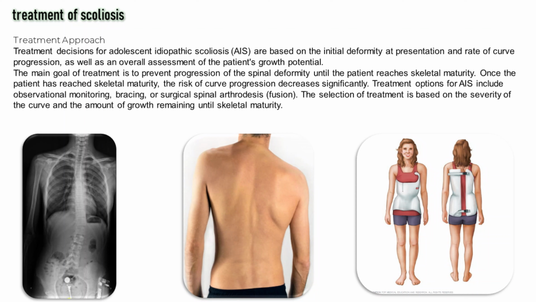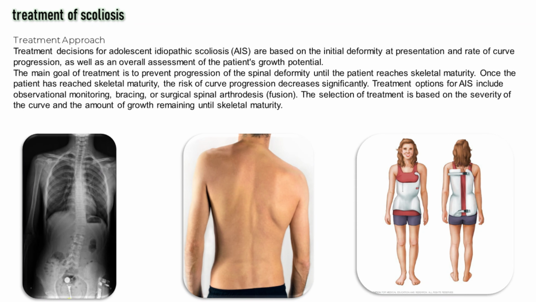Treatment approach. Treatment decisions for adolescent idiopathic scoliosis (AIS) are based on the initial deformity at presentation and rate of curve progression, as well as an overall assessment of the patient's growth potential. The main goal of treatment is to prevent progression of the spinal deformity until the patient reaches skeletal maturity. Once the patient has reached skeletal maturity, the risk of curve progression decreases significantly.